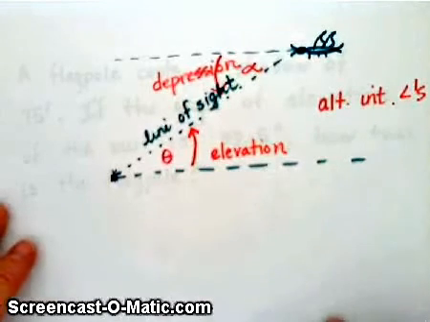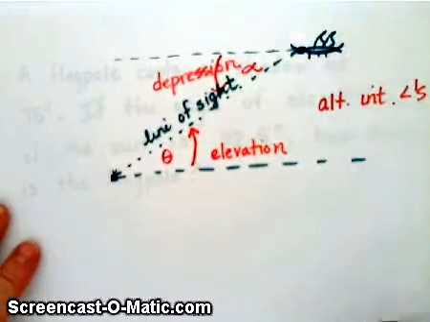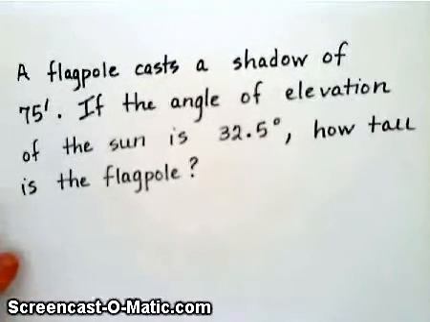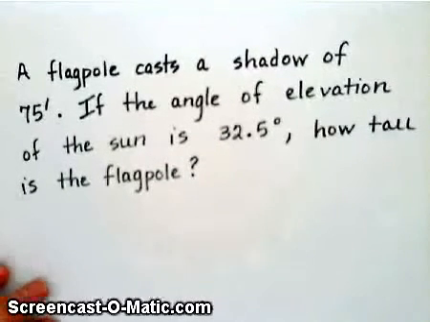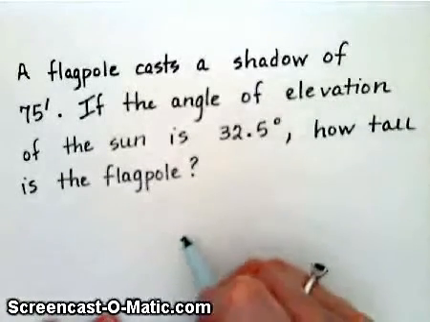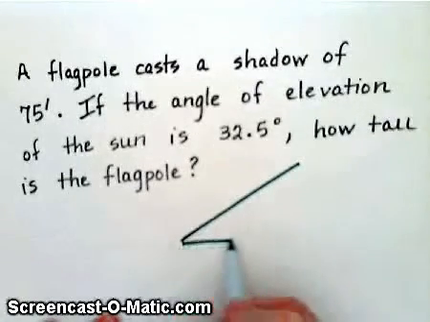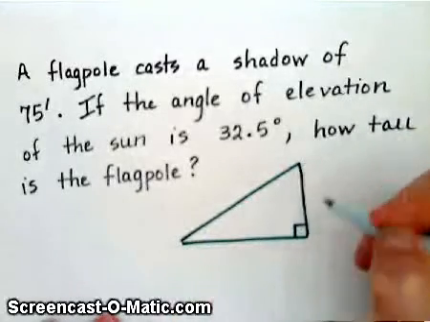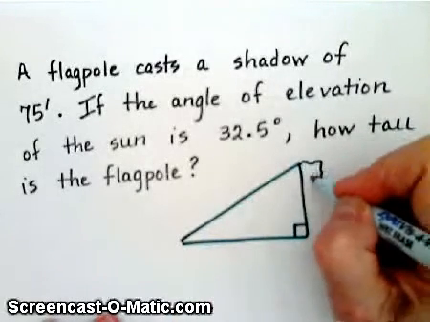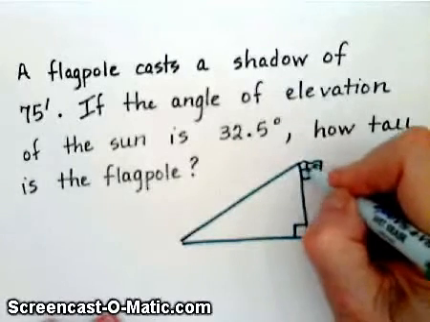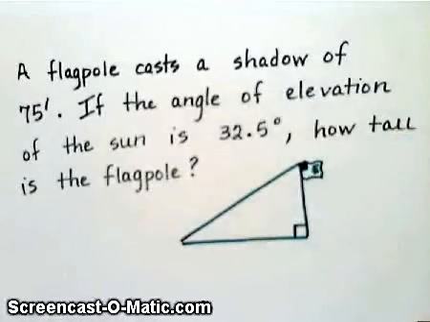Let me show you an example of one of these problems and then we're going to work some in class. A flagpole casts a shadow of 75 feet. If the angle of elevation of the sun is 32.5 degrees, how tall is the flagpole? Now your first step is to go ahead and draw a right triangle. We're going to assume this flagpole is completely perpendicular to the ground. So let's just draw it something like that.